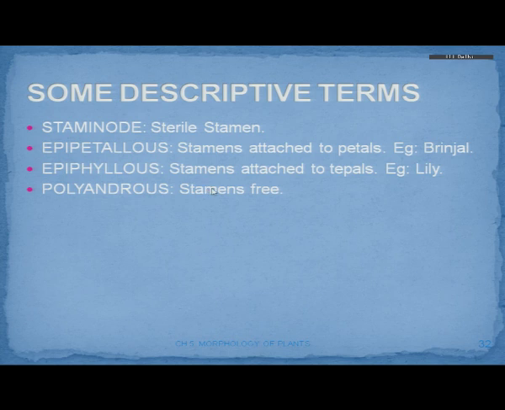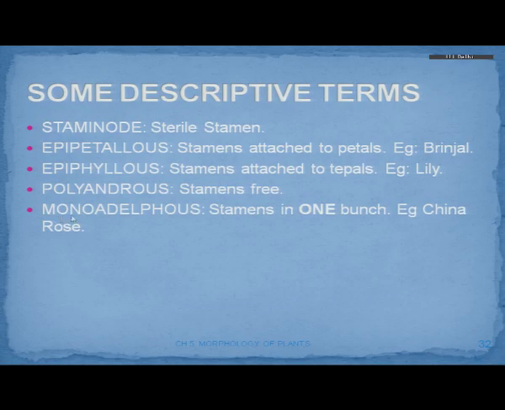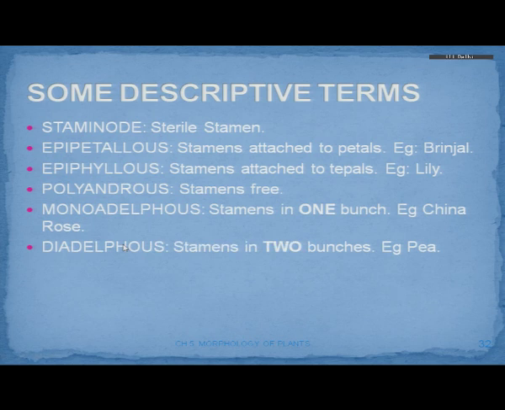When there are many stamens and they are not joined together, the condition is said to be polyandrous. The androecium is said to be polyandrous when the stamens are free, but it is not always the case. It may so happen that the stamens join together to form a bunch. If only one bunch is present, then the condition is monoadelphous. So, the stamens here are joined together to form one bunch. Example is China rose.